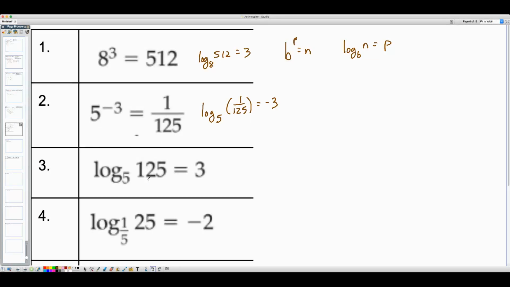Instead of writing it as a log, we're going to write it as an exponent. We have 5 as the base. We're going to raise it to cubed. That will give us 125. And we have 1/5. When we raise that to the negative 2, that's the same as 5 to the 2 power when you flip it because of the negative sign. And that's equal to 25.